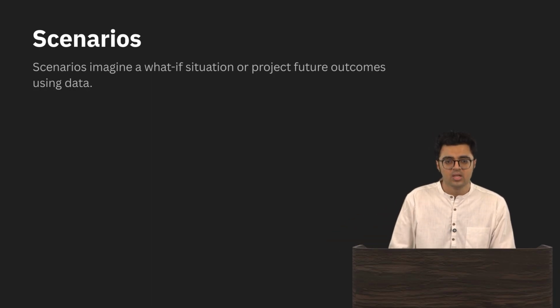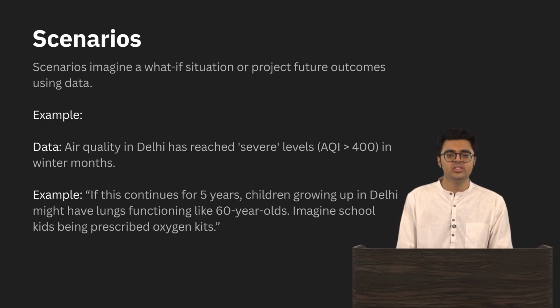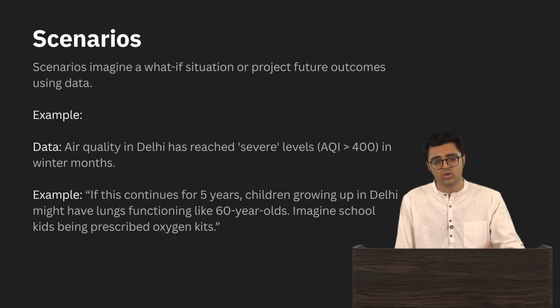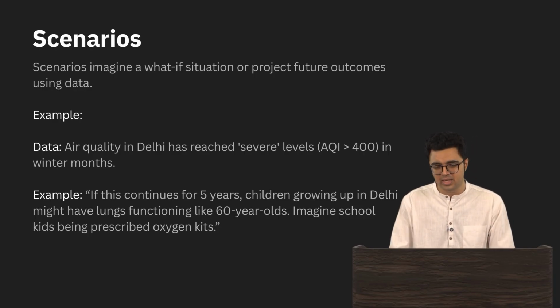For example, we all know that air quality in Delhi has reached severe levels, as in the AQI is more than 400 in winter months. This is a recurring problem. This is something that happens every year. We see the headlines in newspapers and TV channels.